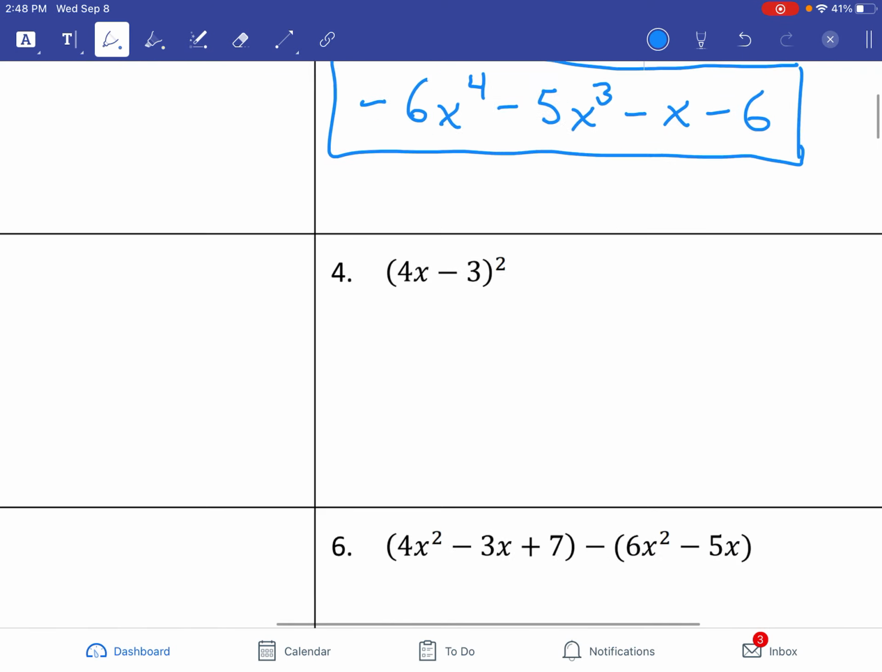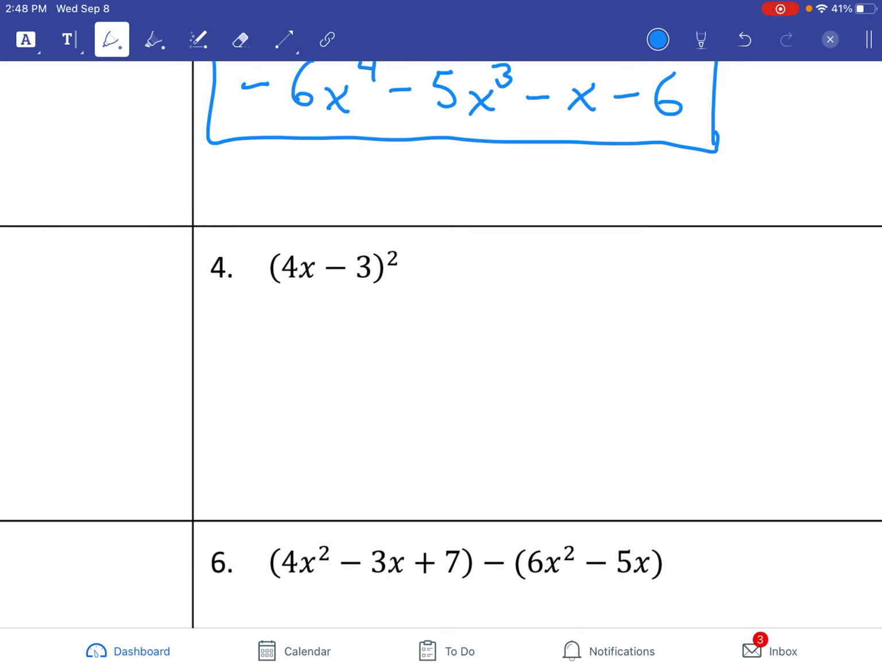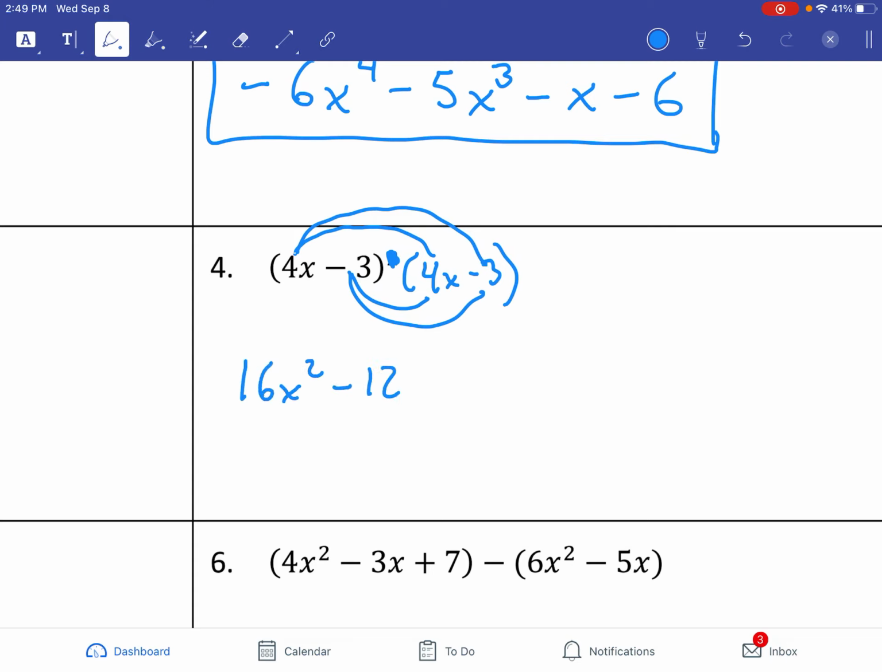Number 4. Remember, when a problem like this comes up, this squared means you're going to multiply this term by itself, 4x minus 3. And now we're going to multiply using the rainbow method again. So 4x times 4x is 16x squared. 4x times negative 3 is negative 12x. Negative 3 times 4x is, again, negative 12x. And negative 3 times negative 3 is positive 9. Once more, we have to combine the two terms in the middle that are alike. So we have 16x squared minus 24x plus 9.